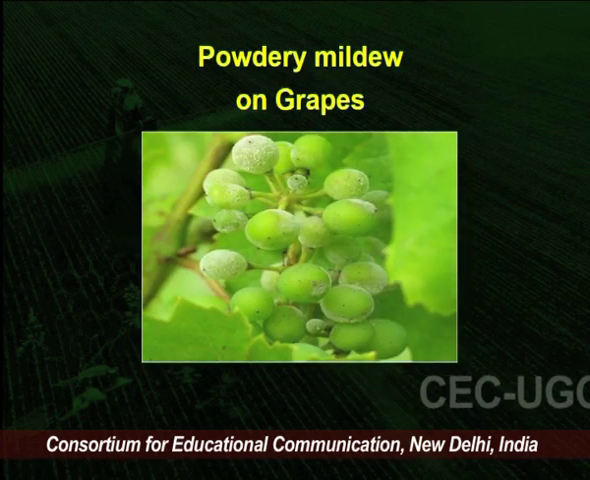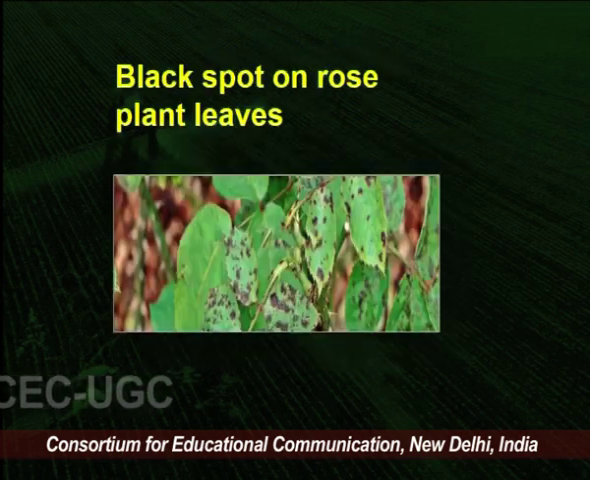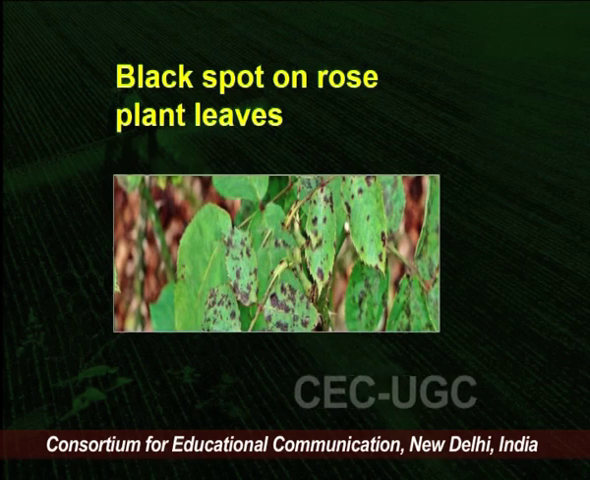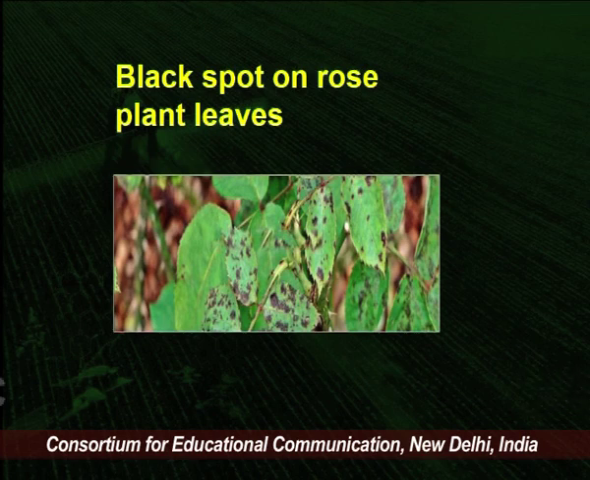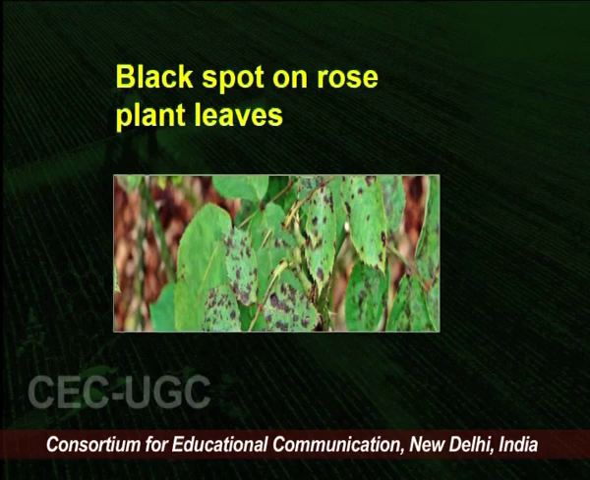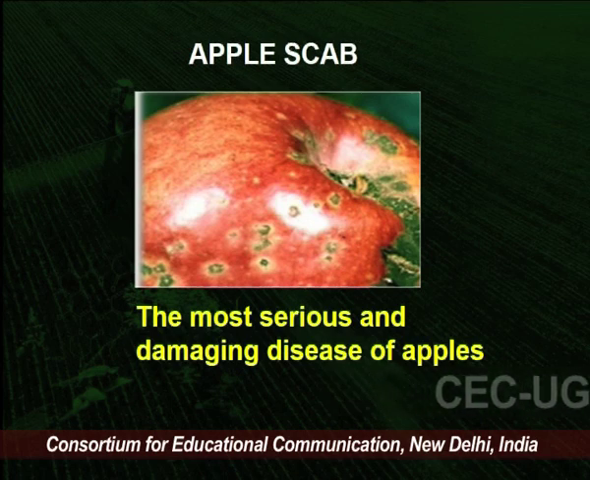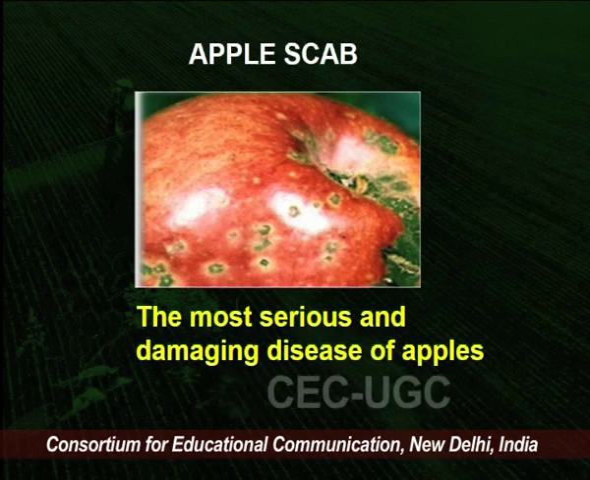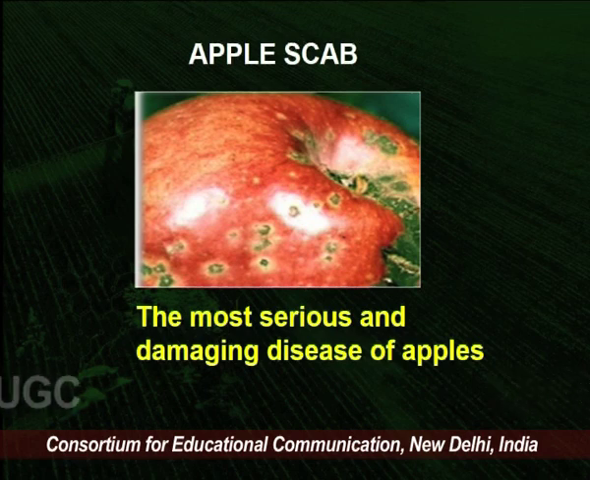Now powdery mildew on grapes, this slide shows powdery mildew on grapes. Next, black spot on rose plant leaves. A rose plant is a part of almost every house for those who are fond of gardening. Often you see the black spots, that is a fungal infection known as black spot. Apple scab is one of the deadly diseases where apple orchards are destroyed like anything, and apple is a very valuable fruit, so serious damage is done by apple scab.